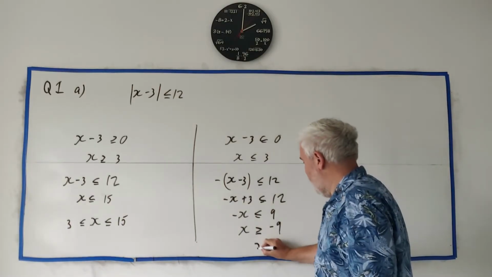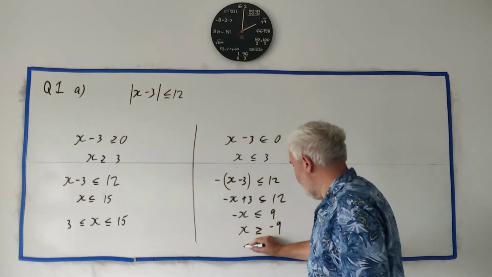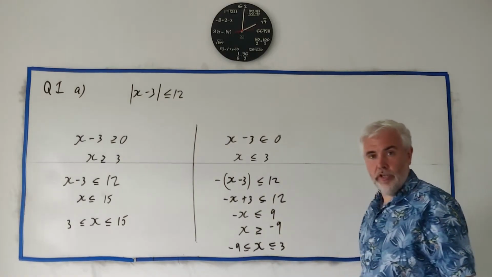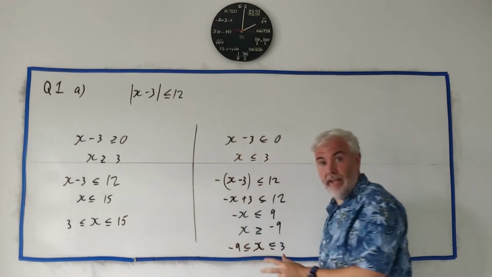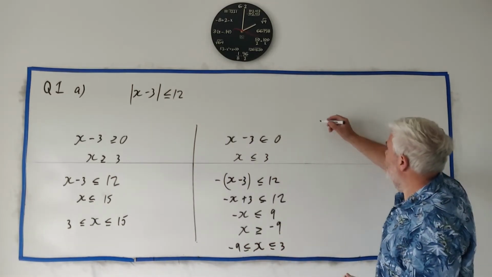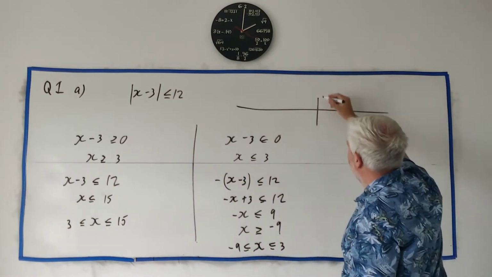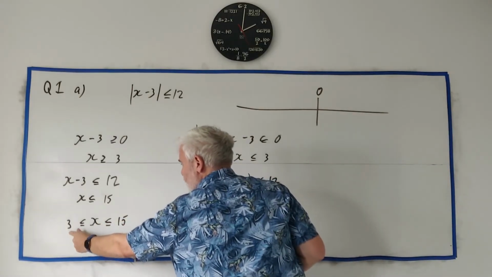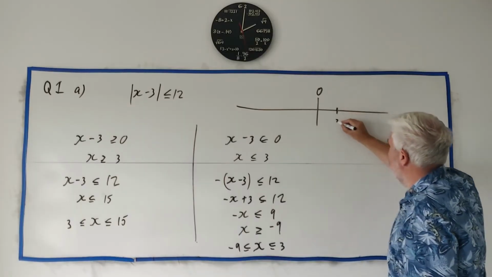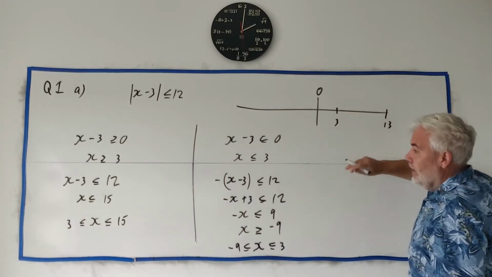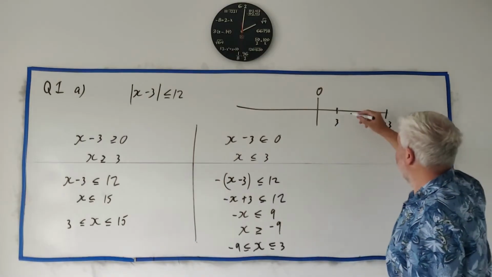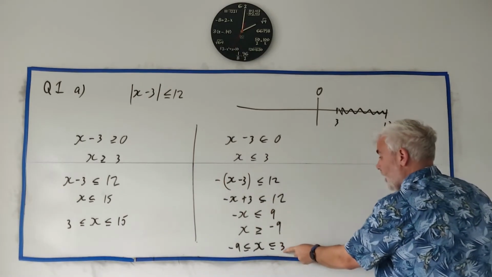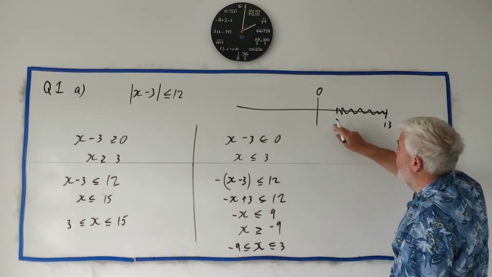So putting these two together, we have x is bigger than or equal to minus 9, but less than or equal to 3. Both these answers are correct. In fact, we can combine them together. If I draw a number line, here's 0. This one is telling me everything bigger than 3 and less than 15. So there's 3 and there's 15. It's telling me the answer for x is everything in here. This one is telling me everything less than 3 and bigger than minus 9.